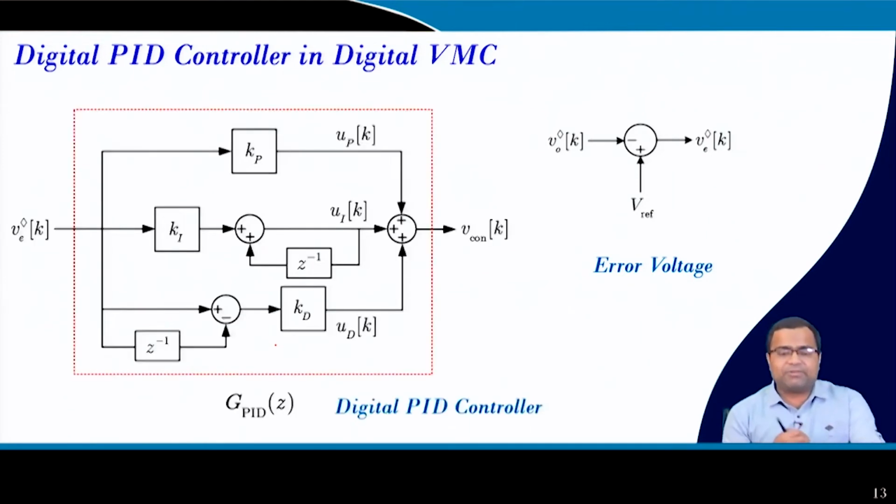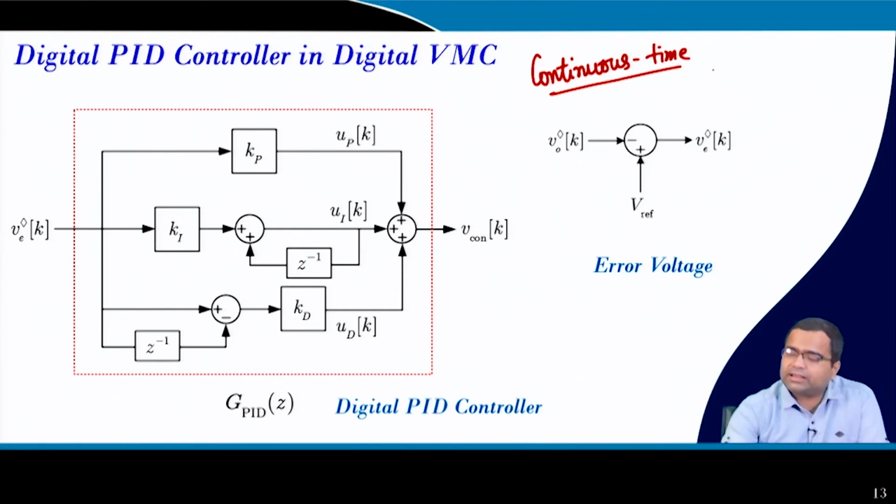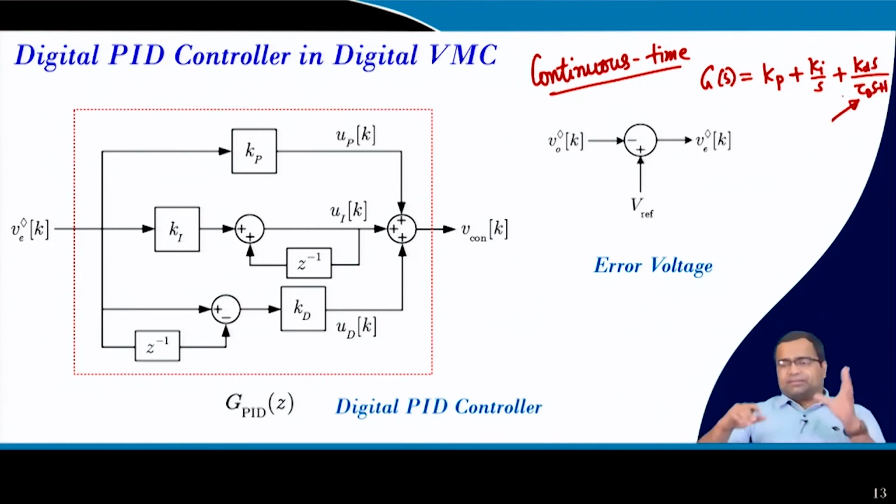So, if you want to implement a PID controller, we know in continuous time that a PID controller, that means G(s), is generally Kp plus Ki by s plus Kd s by (tau_d s plus 1), and this is my derivative filter.